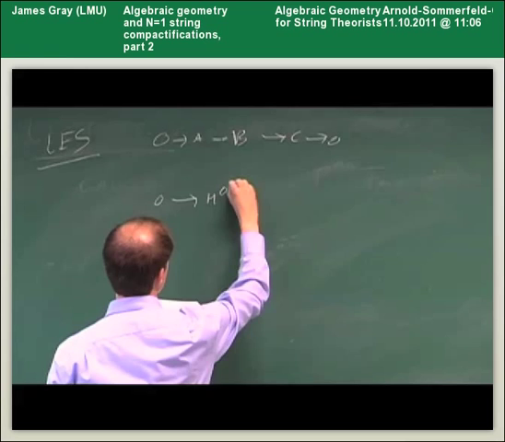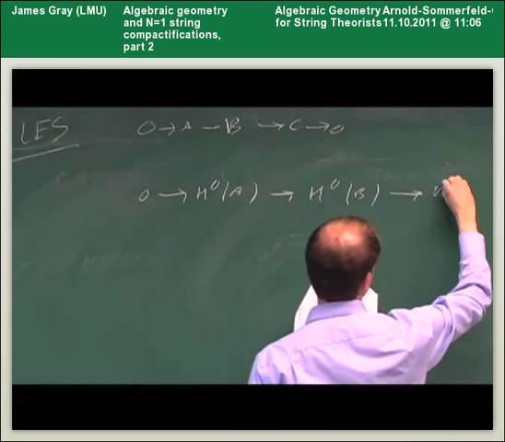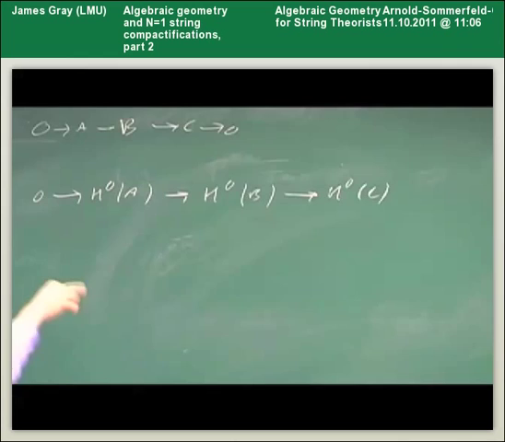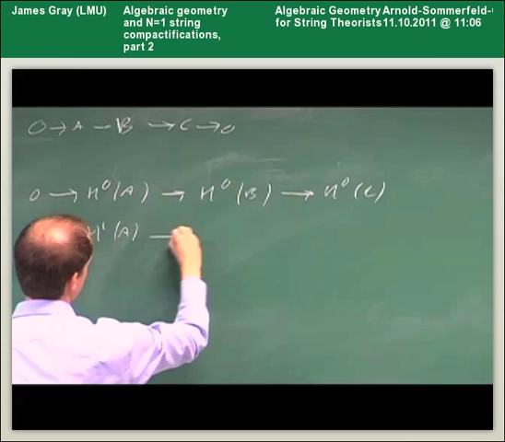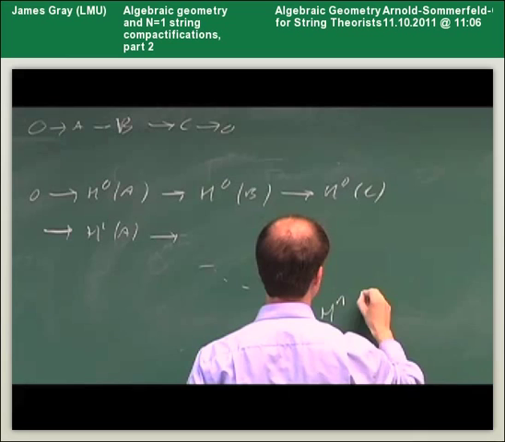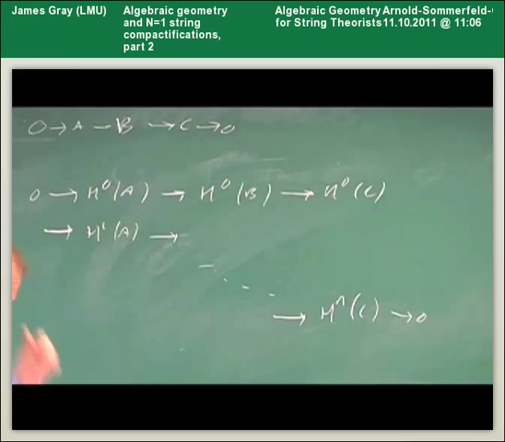H0A goes to H0B, goes to H0C. And then there's another map, and it keeps going. But I'm going to write this in rows because the board's only so long. So then there's another map that goes to H1A, H1B, and so on and so on, all the way up to HNC goes to 0, where N is the dimension of the manifold, the complex dimension. You mean the dimension of the base? Yes, that's right. Whenever I say manifold, I mean base. You're right, the vector bundle itself is a manifold, of course, but yeah, good.